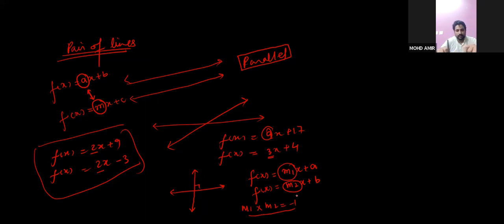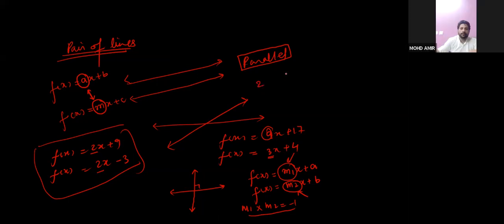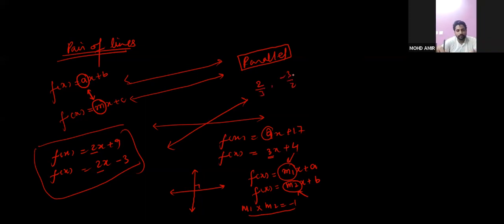Okay. So we can say that the two slopes will be negative reciprocals of each other. So if one is 2 by 3, then the other will be minus 3 by 2. Okay. So by just merely looking at the slope, we can also define whether these are perpendicular or not. Okay. So I think we are good at this.